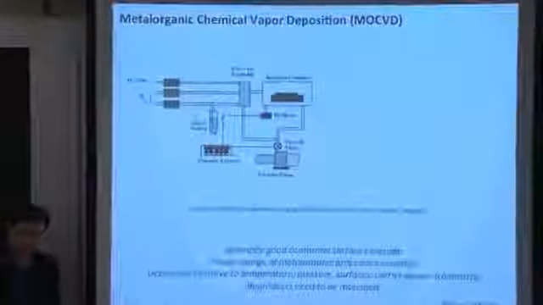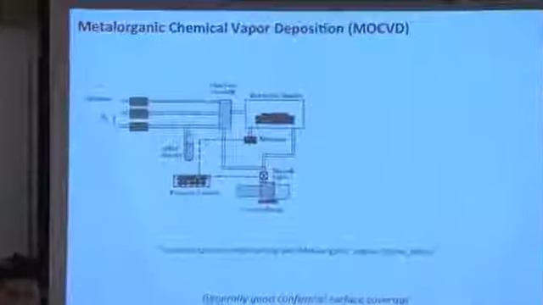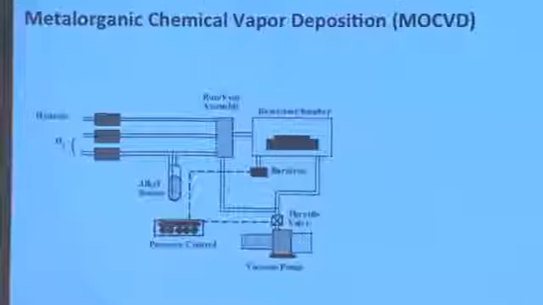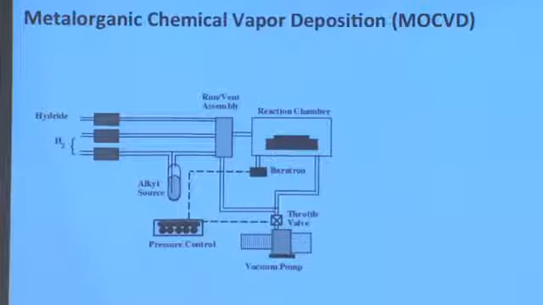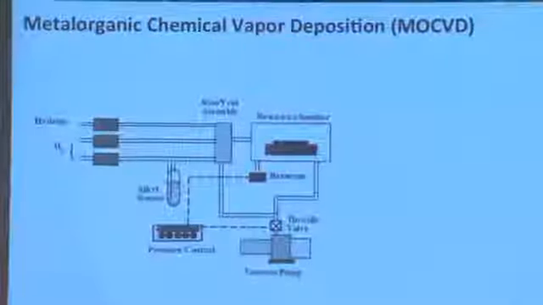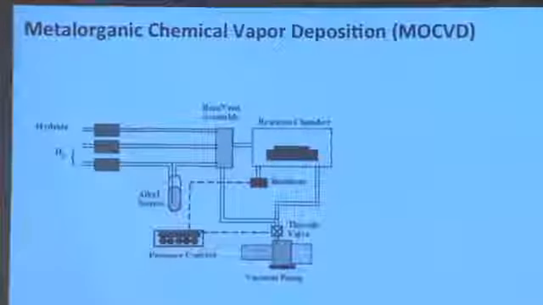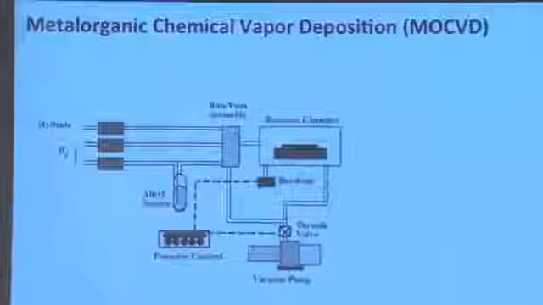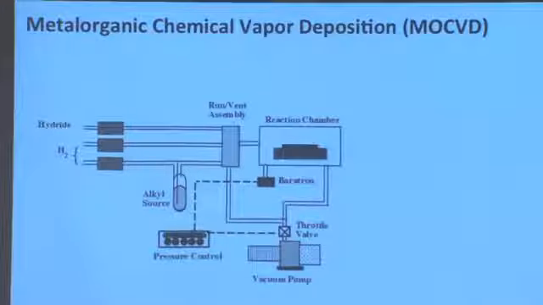Let's talk about the next technique that is commonly used in thin film, inorganic thin film deposition. This is called metal-organic chemical vapor deposition. So again, we notice the CVD appearing at the end. We know it's a chemical vapor deposition process. MO, in this case, standing for metal-organic.